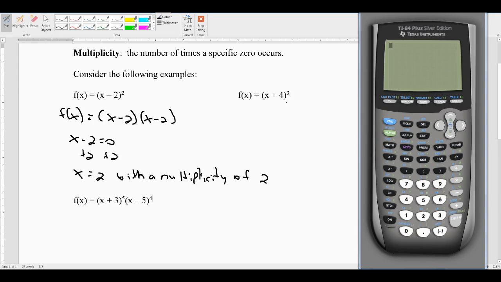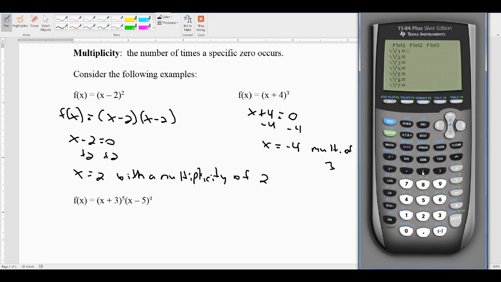Now this one, x plus 4 cubed, we'll just take the x plus 4, set it equal to 0, subtract 4 from both sides, and we get x equals negative 4. That one has a multiplicity of 3. As you can tell, it goes by the exponent. If you were to write that out, it would be x plus 4, x plus 4, x plus 4. If you were to solve for the 0, you get x equals negative 4, multiplicity of 3. Now let's just take a look at the graph of each of these.